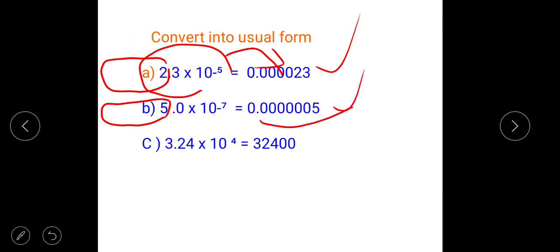The last one is the standard form of a large number, not a small number. 3.24 into 10 raised to 4. Here there is no negative exponent, so you have to multiply this number by 10,000. So the point comes after 4 digits. So this number is 32,400. Okay, these are the main points.